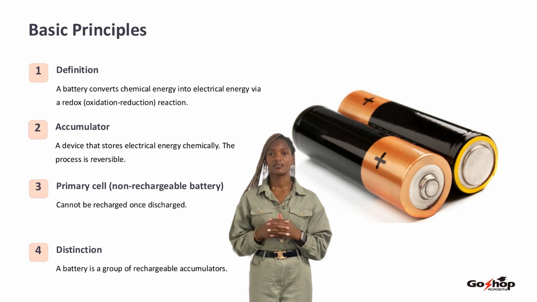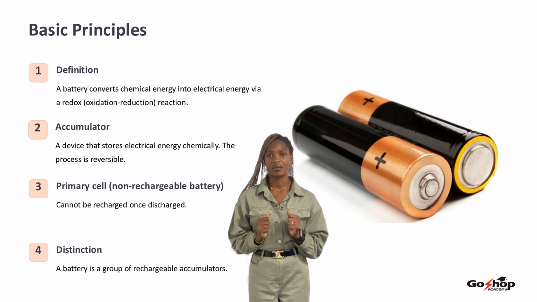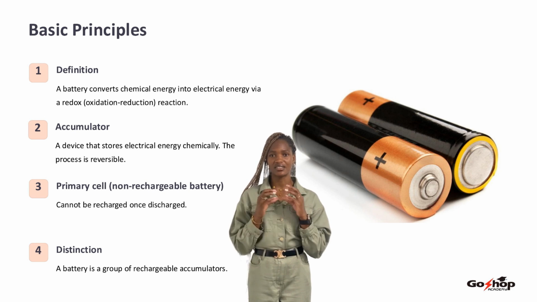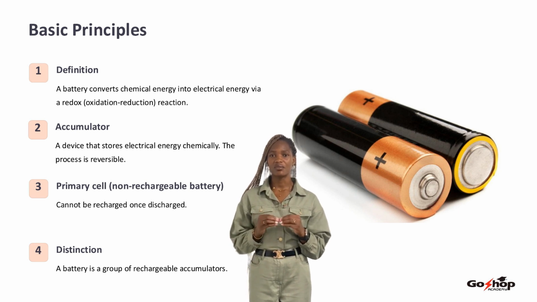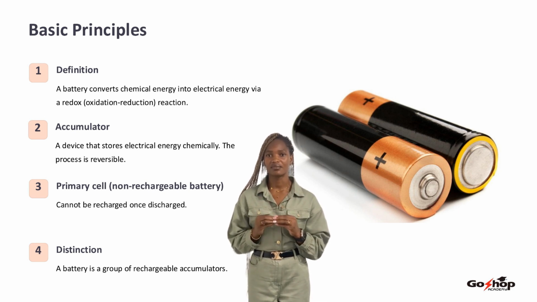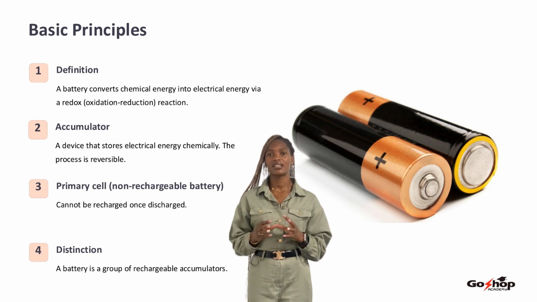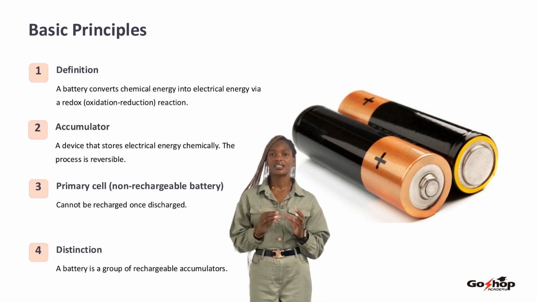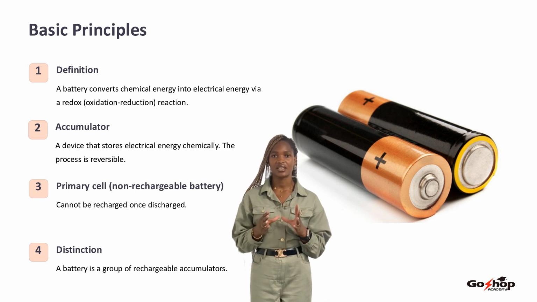Battery, cell. Unlike accumulators, a battery or primary cell is not rechargeable. Once it's depleted, it must be replaced. The difference: a battery pack is a set of accumulators. It's designed to be recharged and reused many times.